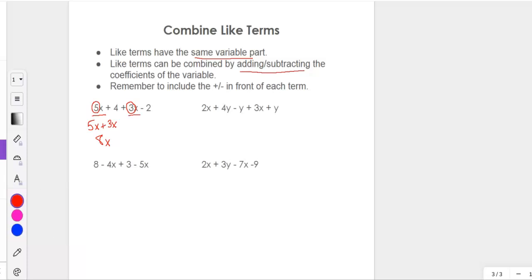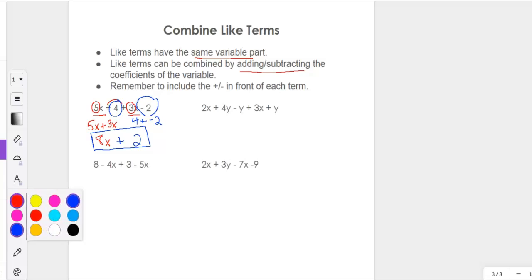The next piece will be my constants, and constants are the ones without x's or variables at all. So 4, and now remember this is a negative 2. So I'm going to add those together. 4 plus negative 2. These are opposite signs, so it would be technically like subtracting. 4 is the bigger number, so it would be a positive 2. Since it's a positive 2, I'm going to write plus 2 to represent that. Then this is my final answer.